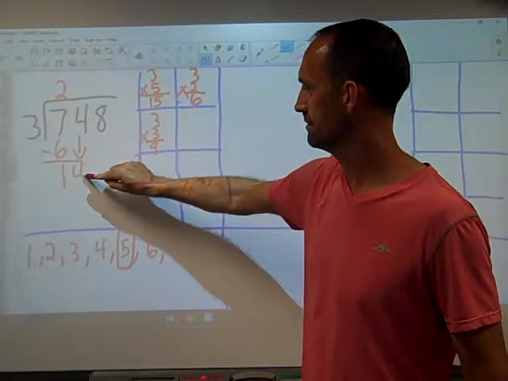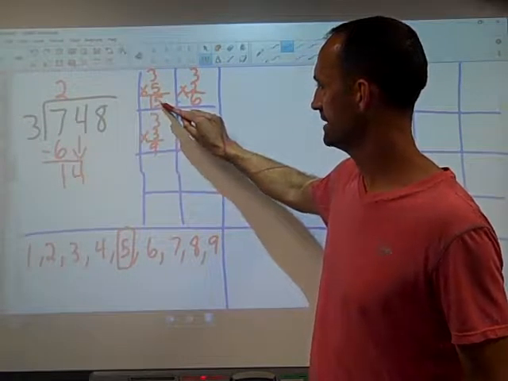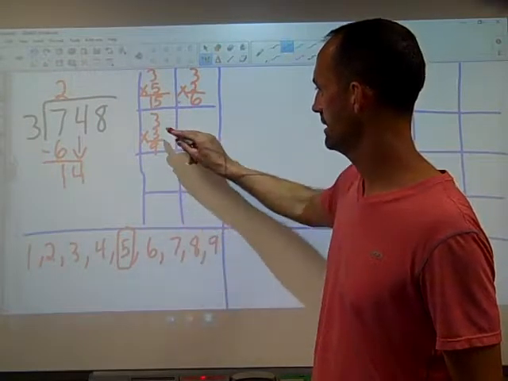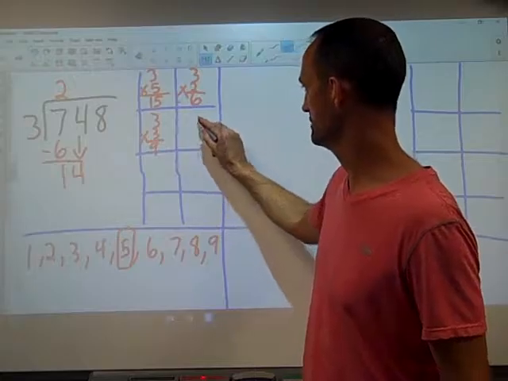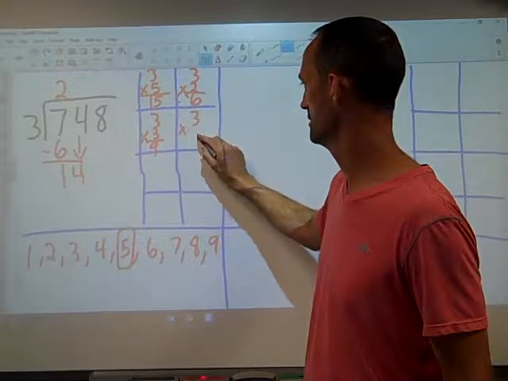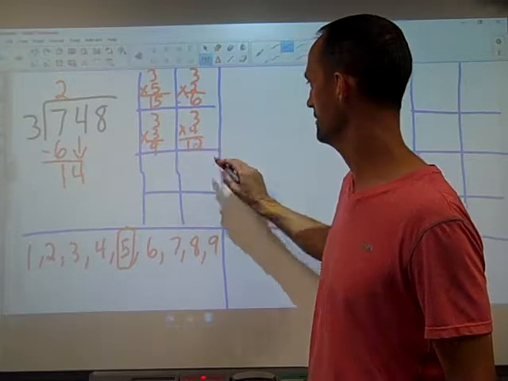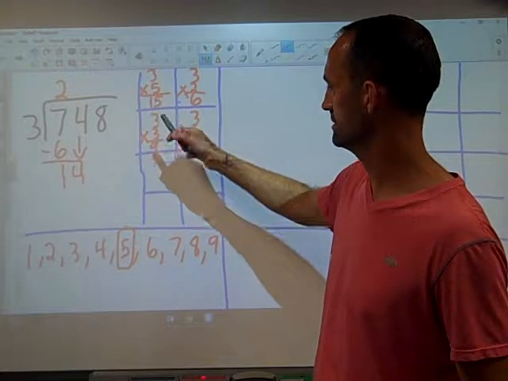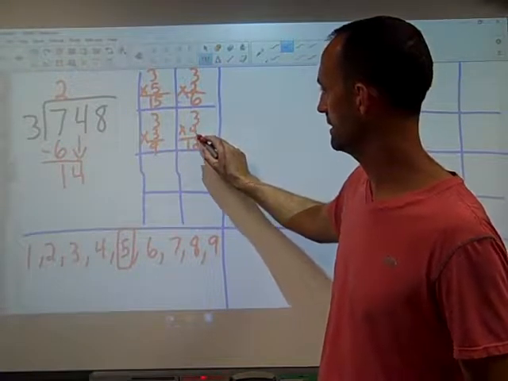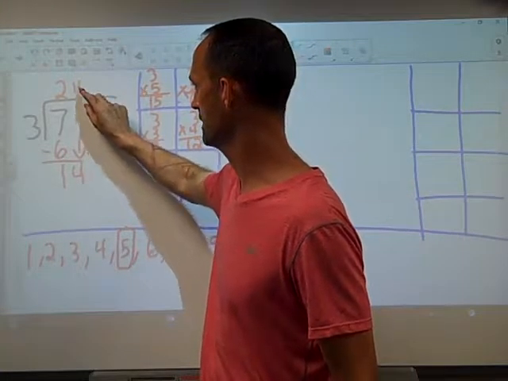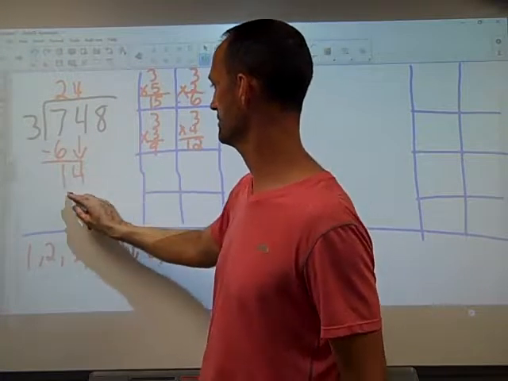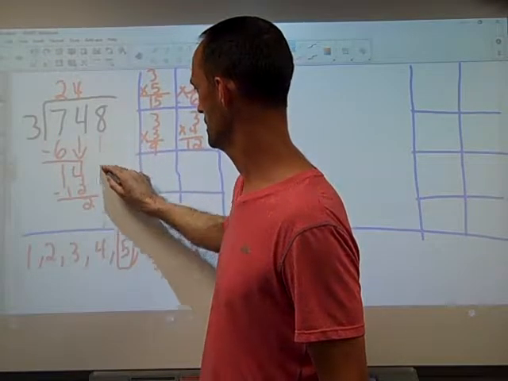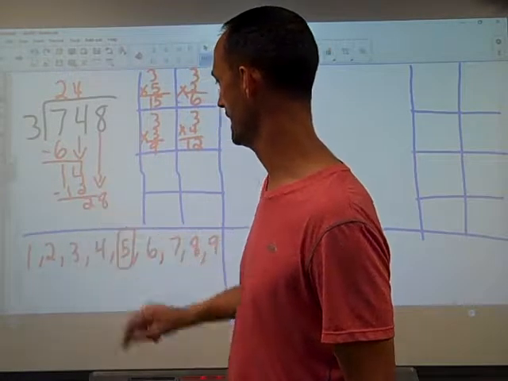I look. 14. 15 is too big. I have 6. I have 9. I might try 3 times 4, which is 12, and 12 will work. 15 is too big, so I know that I need 4 here. 4 times 3, I've got my answer there. Subtract, we get 2, bring down the 8.